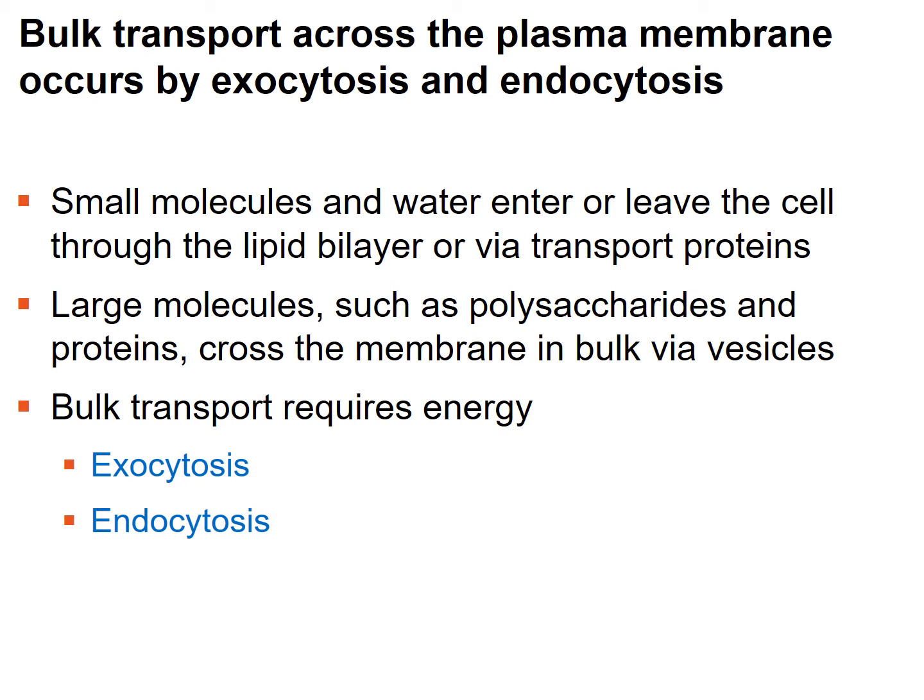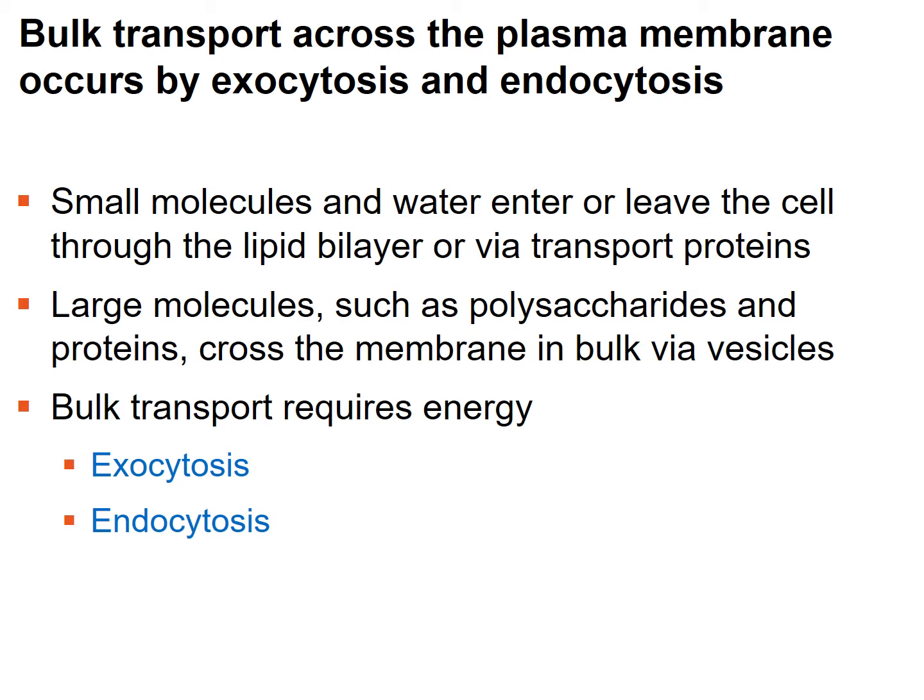So there's two major types of bulk transport. There is exocytosis and endocytosis. Both of them require energy, so these are forms of active transport. Exocytosis, you can kind of think of it like exiting the cell, so things are being exported out of the cell. Endocytosis is into the cell.